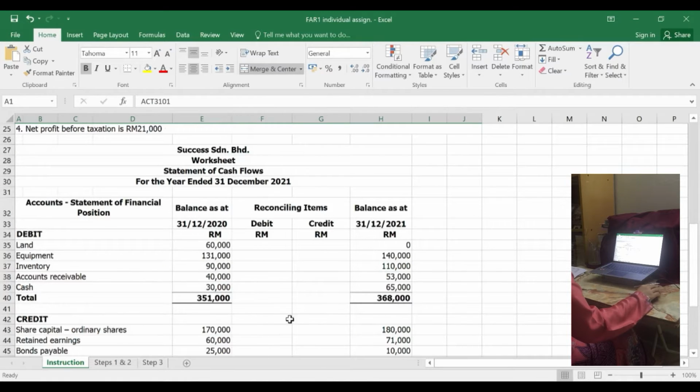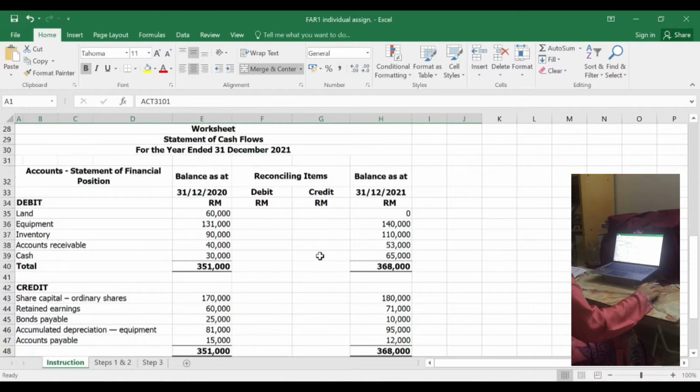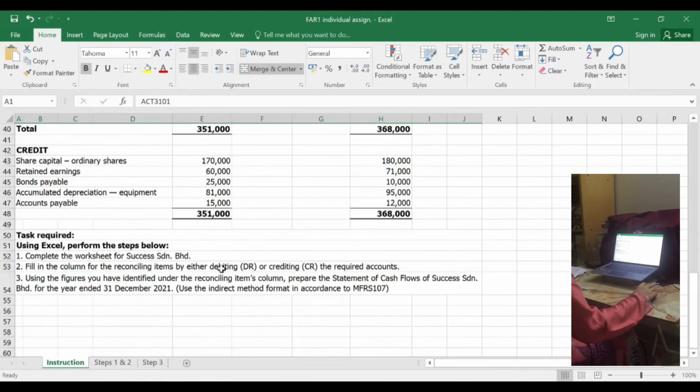We have been given an incomplete statement of cash flow and we are required to fill in the columns for the reconciling items, either debiting or crediting the required accounts. And lastly, using the figures that have been identified under the reconciling item columns, we are required to prepare the statement of cash flow for Success Sdn Bhd for the year ended 31 December 2021 by using the indirect method format in accordance to MFRS 107.